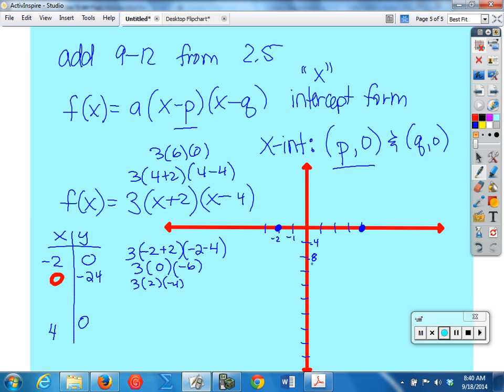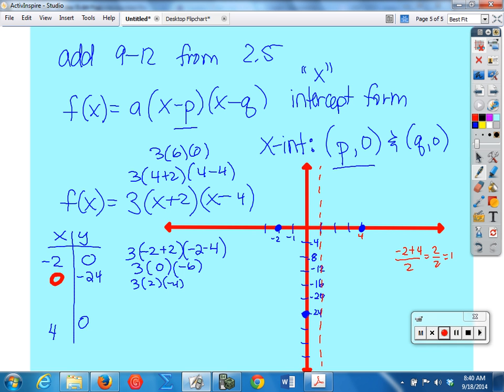So, what do I got? 20, 24. So here's this one right here. Do I know where the vertex is going to be? Can I see where the middle of this is? What's right in the middle of 4 and negative 2? Okay, 2 divided by 2, 1. So I know this is my vertex right here. So if this point is at 0, negative 24, where is another point? Because it has to be symmetric. 2, negative 24. Okay, right there.